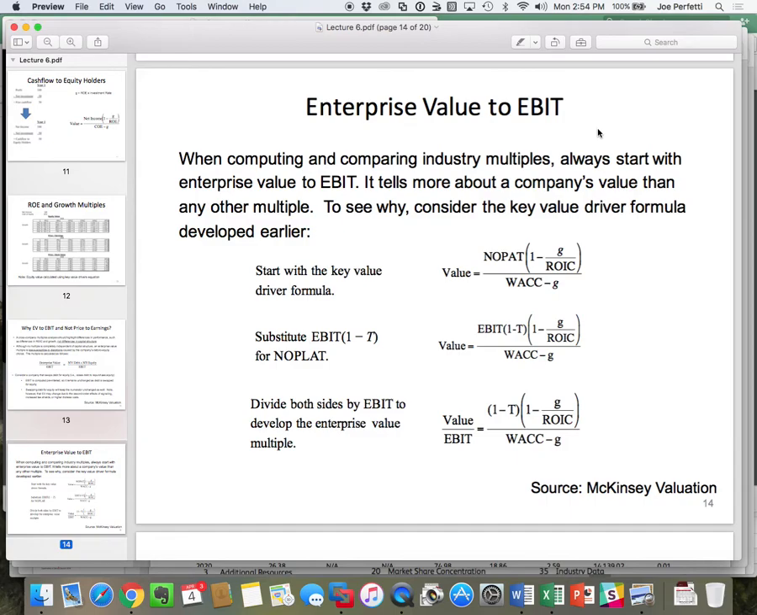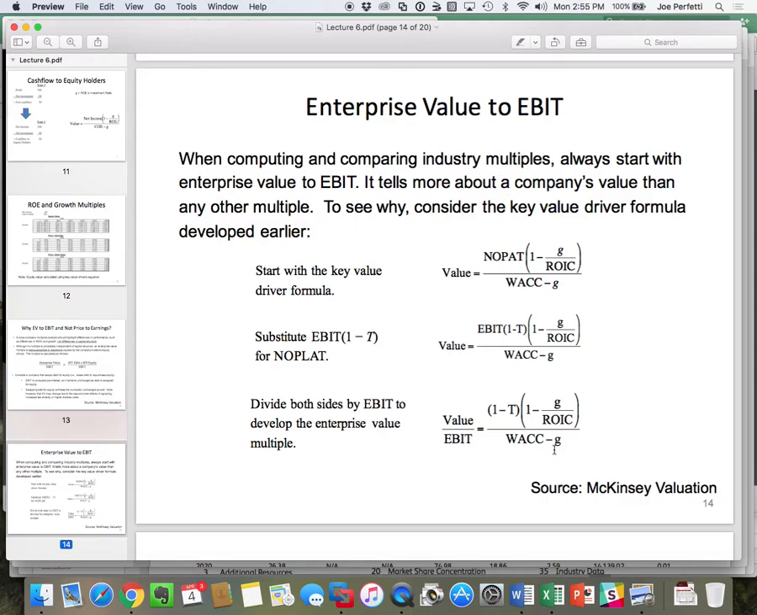And so here is the formula for EV to EBIT. If you want to prospectively create one, here's the key value drivers formula rearranged to the EV to EBIT. And this is what I mean by it's a 4-factor model. Because basically, EV to EBIT is going to be dependent on tax rate, growth, ROIC, WACC. So those are the 4 things that will cause differences in EV to EBIT across companies.